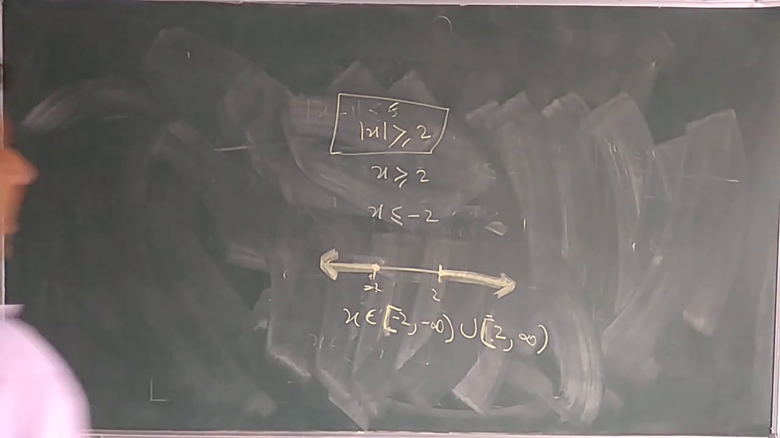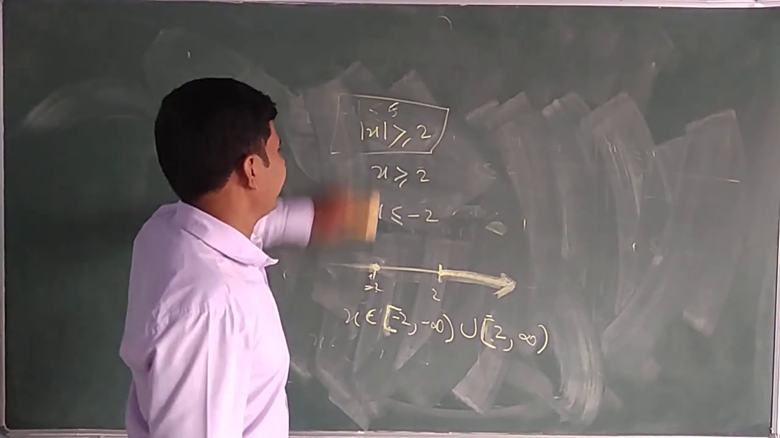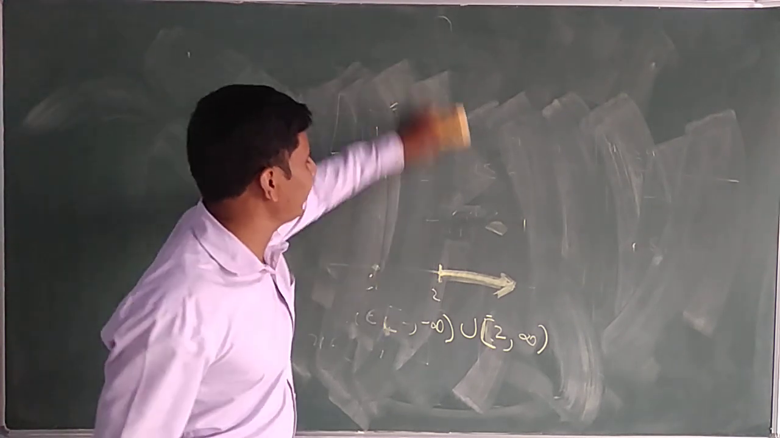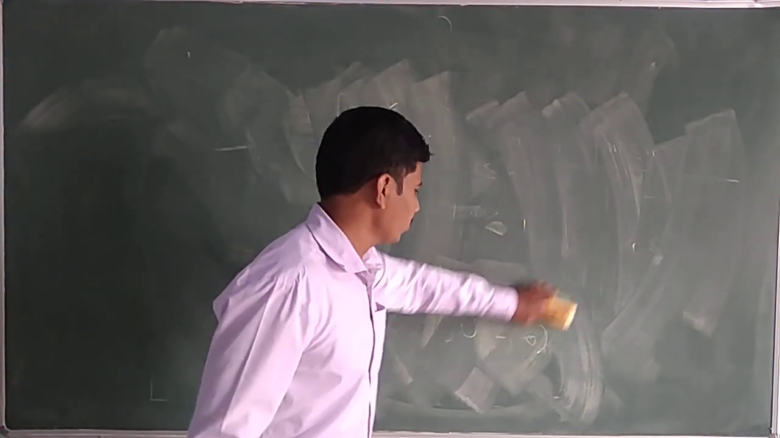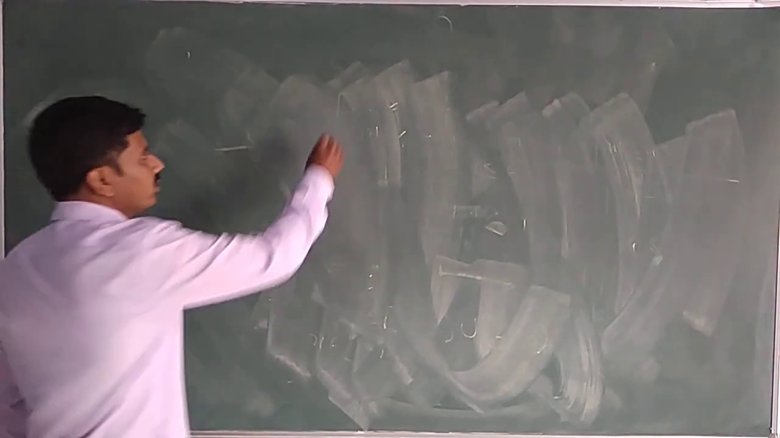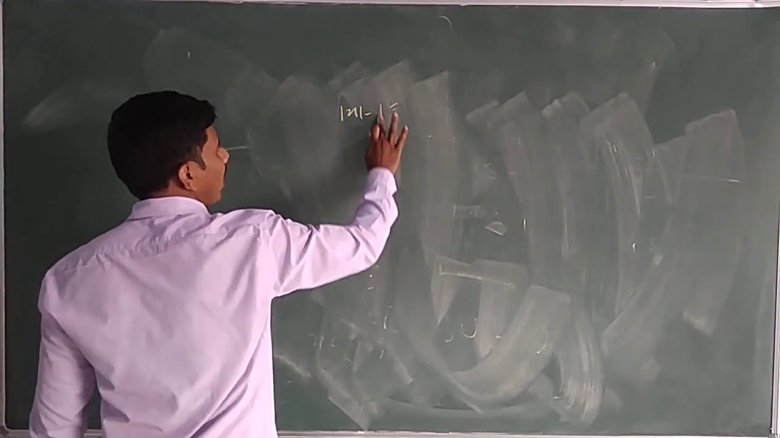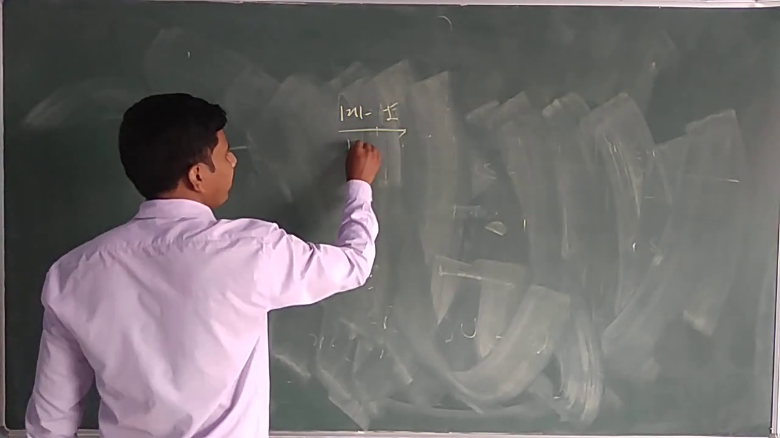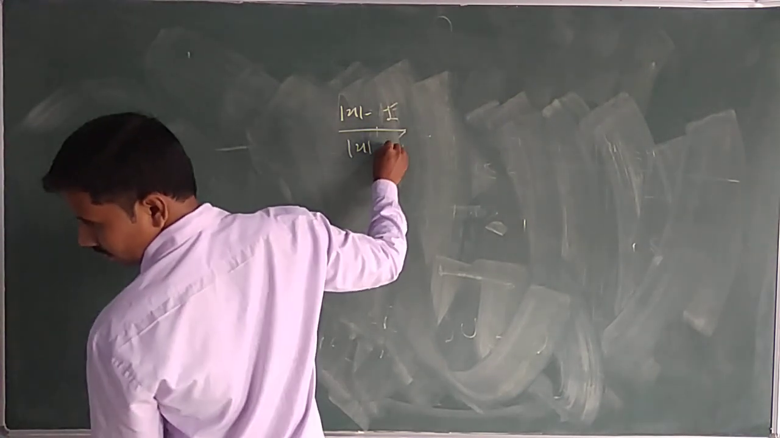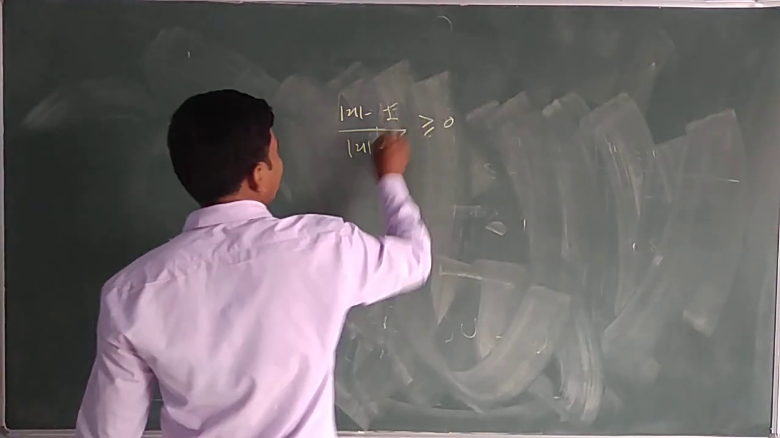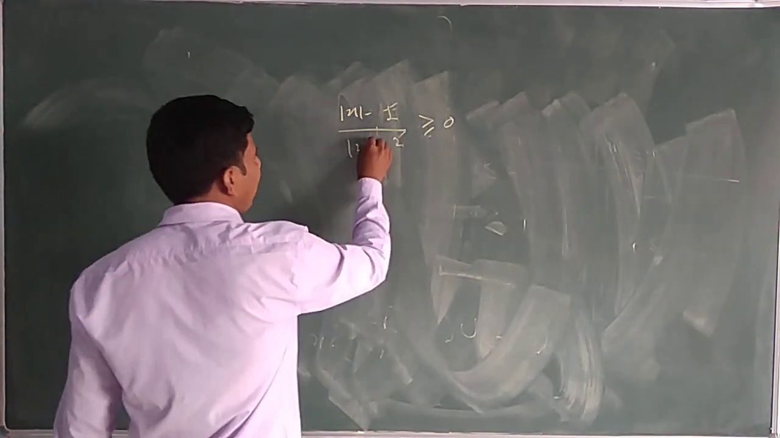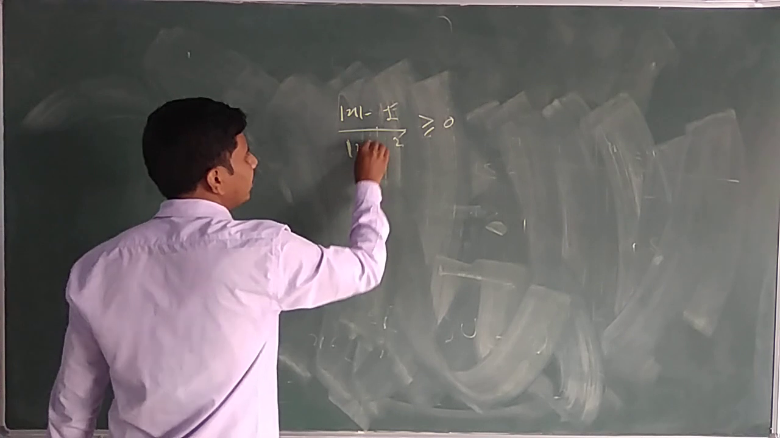Students, there is one example where the modulus is taken in the denominator, and how to solve that example we are going to see here. So, pay attention, this is a very tricky question. Modulus of x minus 1 upon modulus of x minus 2 is greater than or equal to 0. We haven't learned how to solve it if the modulus is given in the denominator.